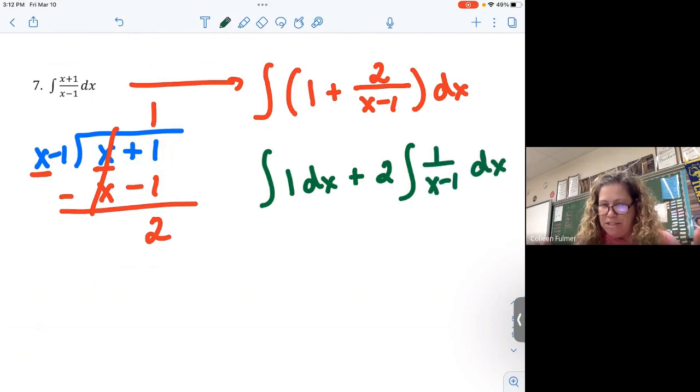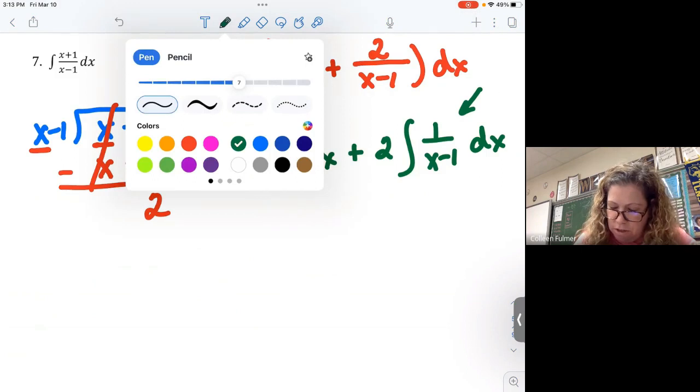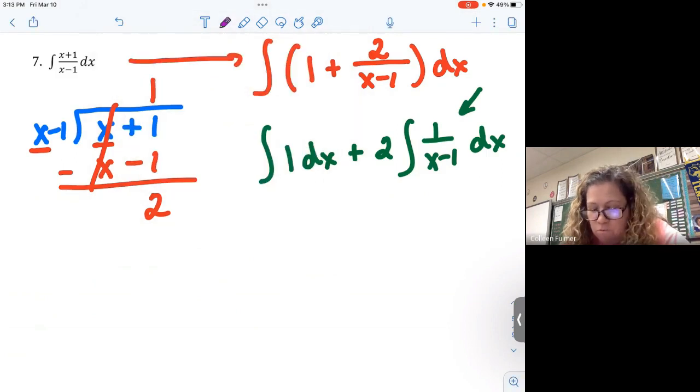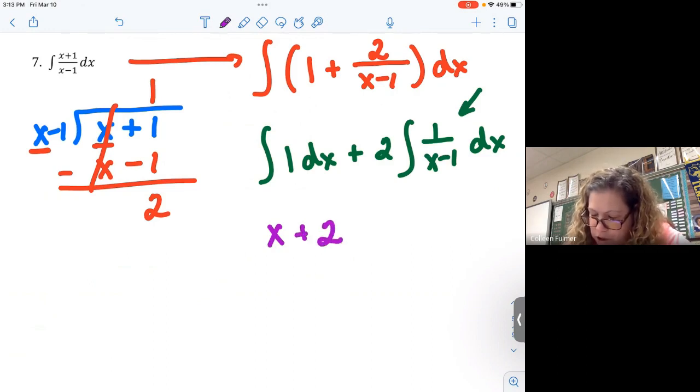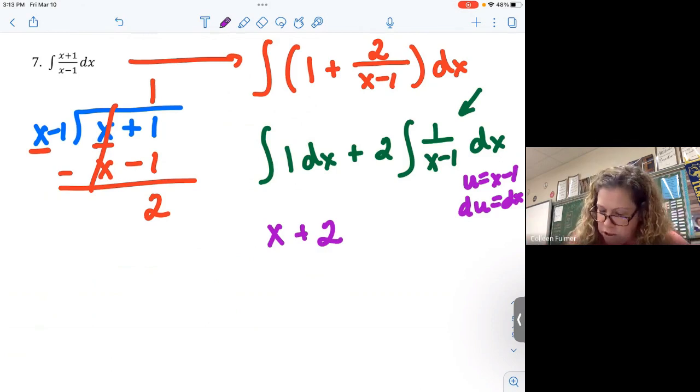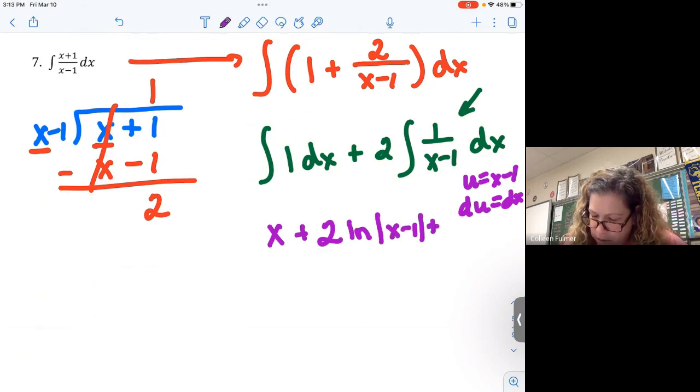And hopefully you're starting to see a pattern here. Like this piece over here, this 1 over, usually ends up as a natural log. So let's do this. Let's go purple. The antiderivative of 1 dx is x, plus 2. I'm just going to do a little u substitution here just to make sure I don't have any numbers to resolve. U equals x minus 1, du equals dx. Nope, no numbers that I have to divide out, so that's good. So this is going to become the natural log of the absolute value of u, which is x minus 1, plus c.